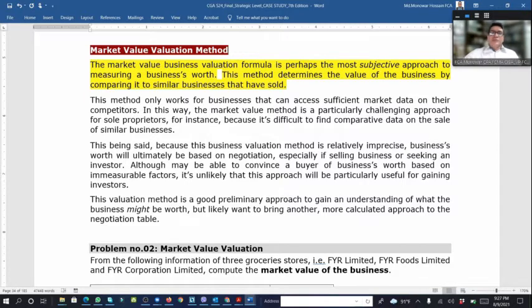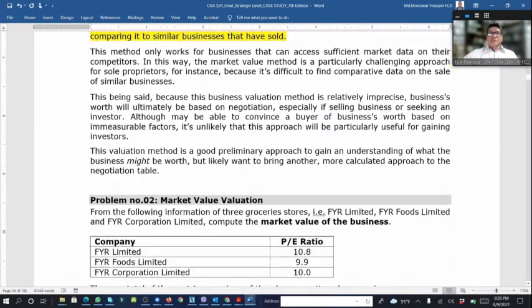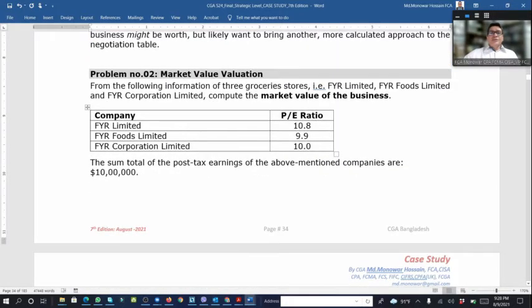In the same way, how will we determine the value of a private company? If there are no similar companies, we calculate the valuation in another way. For fair value measurement, there is International Financial Reporting Standard 13, IFRS 13, for valuation.